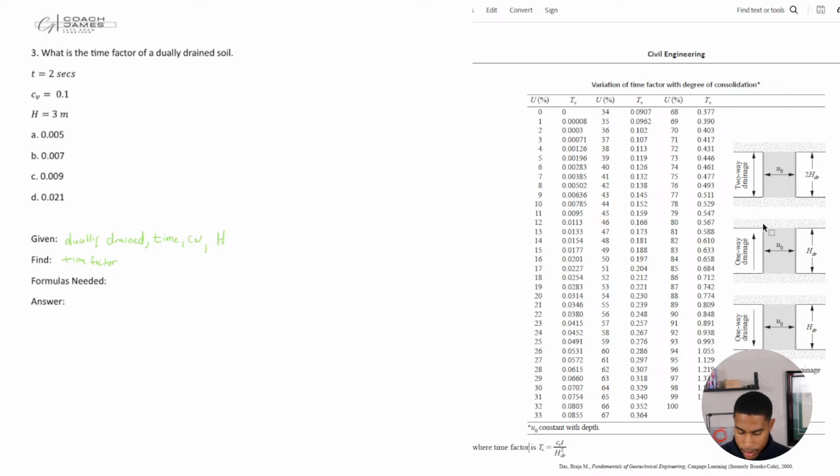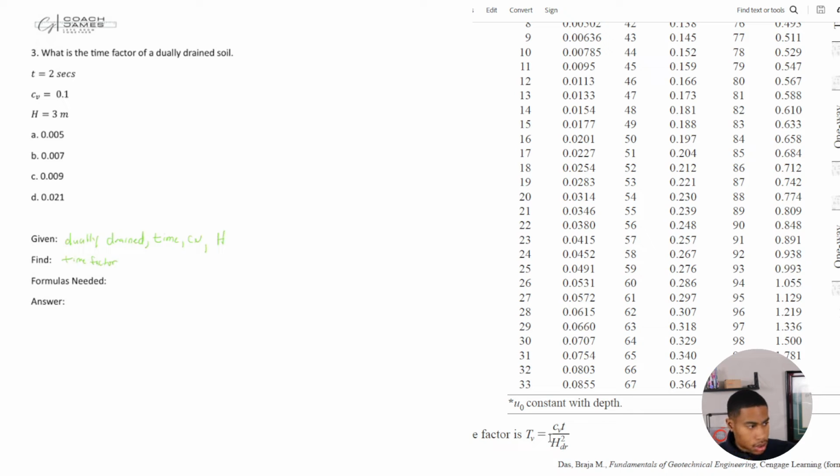Okay, so now that we know that information, how do we go from there? All right, so the formula that we need is here, where time factor TV is equal to CV times T over HDR, and this is squared.